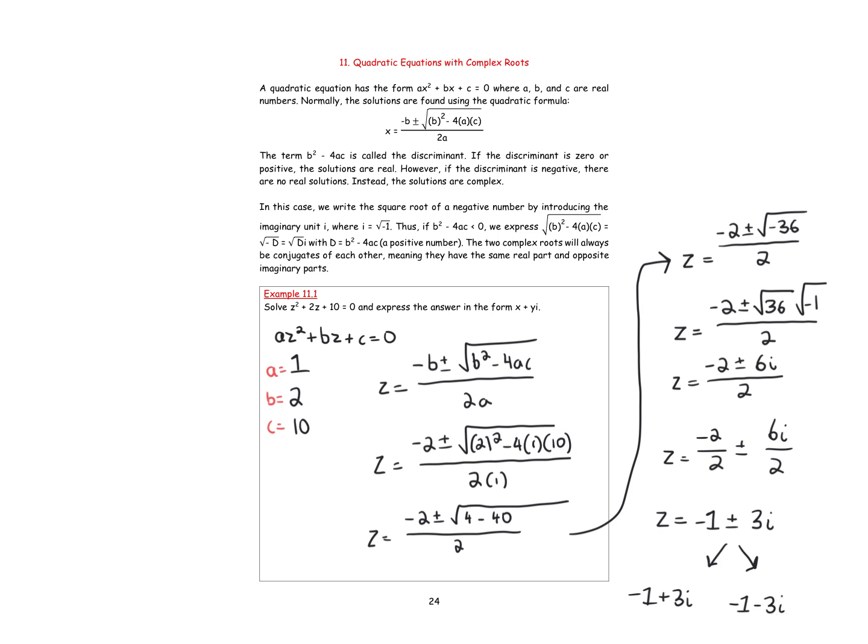Therefore, it's asked us to solve z squared plus 2z plus 10 is equal to 0 and express the answer in the form x plus yi. Here we have two answers. We have minus 1 plus 3i, minus 1 minus 3i. Minus 1 plus 3i and minus 1 minus 3i are conjugates of each other, as the real numbers are the same. We have minus 1 and minus 1, but the imaginary parts are different. We have plus 3i and minus 3i.